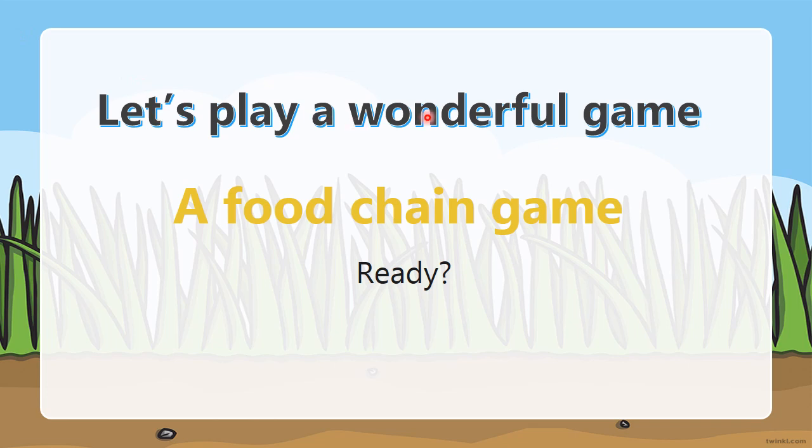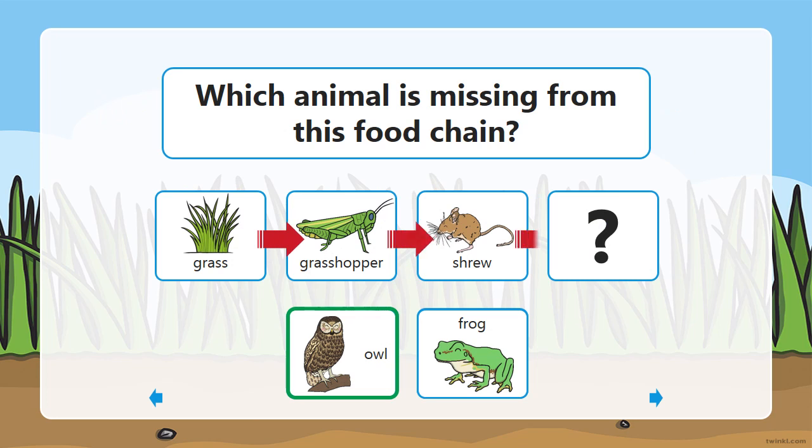Let's play a wonderful game. A game? What kind of game? A food chain game. Ready? Let's start. Let's begin with the game. Here you can see a simple food chain. Which animal is missing from this food chain?